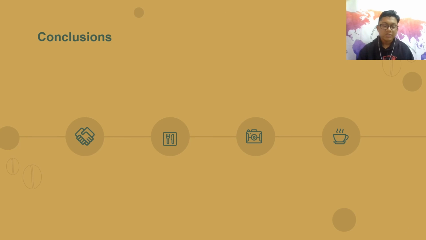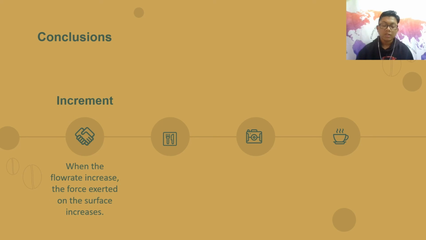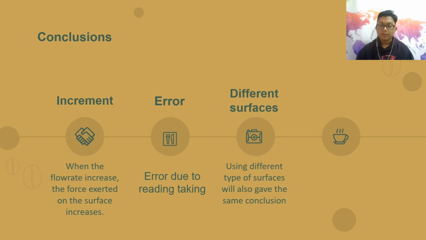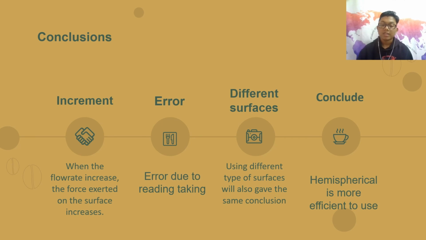So to conclude this experiment, as we can see, the flow rate increment gives us an increment of force exerted on particular surfaces. Errors may occur during the reading taking, maybe. Also, the different surfaces, where in this experiment we use two types of surfaces, give the same conclusion, which is the increment of flow rate and the increment of force exerted. And lastly, we can conclude that the hemispherical cup is more efficient than a flat surface.